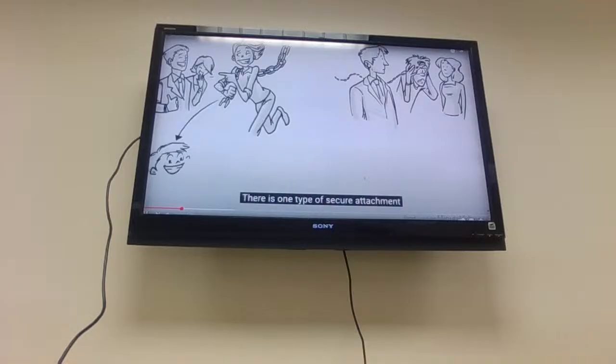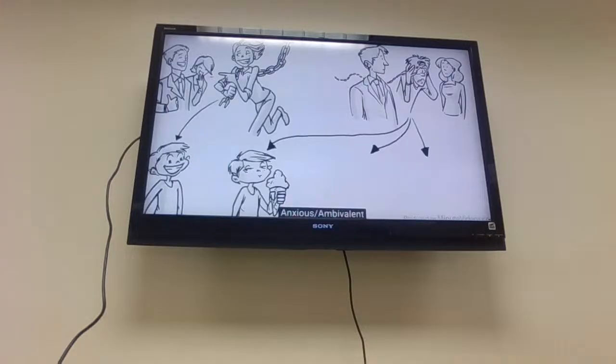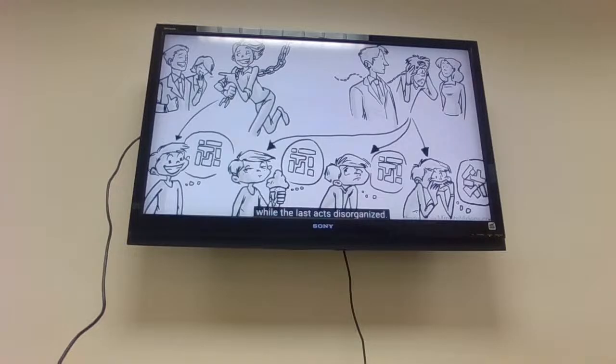Relationships. There is one type of secure attachment, and there are three types of insecure attachments: anxious ambivalent, anxious avoidant, and anxious disorganized. In responses to distress, the first three react organized, while the last acts disorganized.